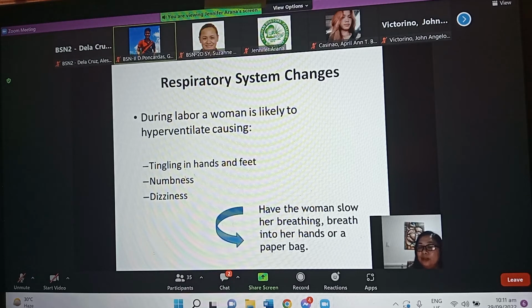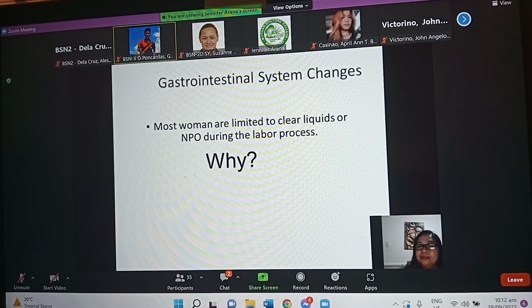So what are you going to do? You let or have the woman slow her breathing or breathe into her hands or a paper bag so that ma-conserve niya ang carbon dioxide. Okay, because the tendency in hyperventilating is daghan kay siya, there is over-release of carbon dioxide. So ipahina-hina lang breathe or pwede pa-breathe siya through a cup hand or into a paper bag.